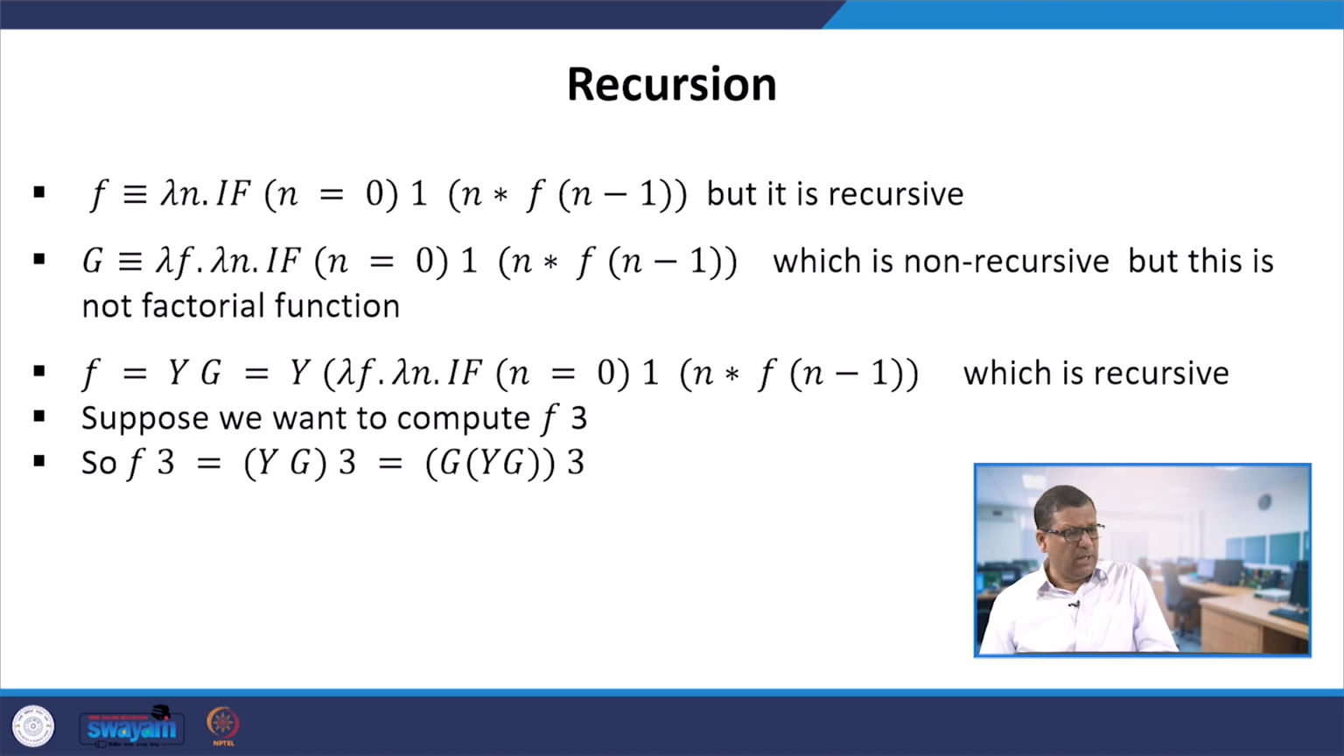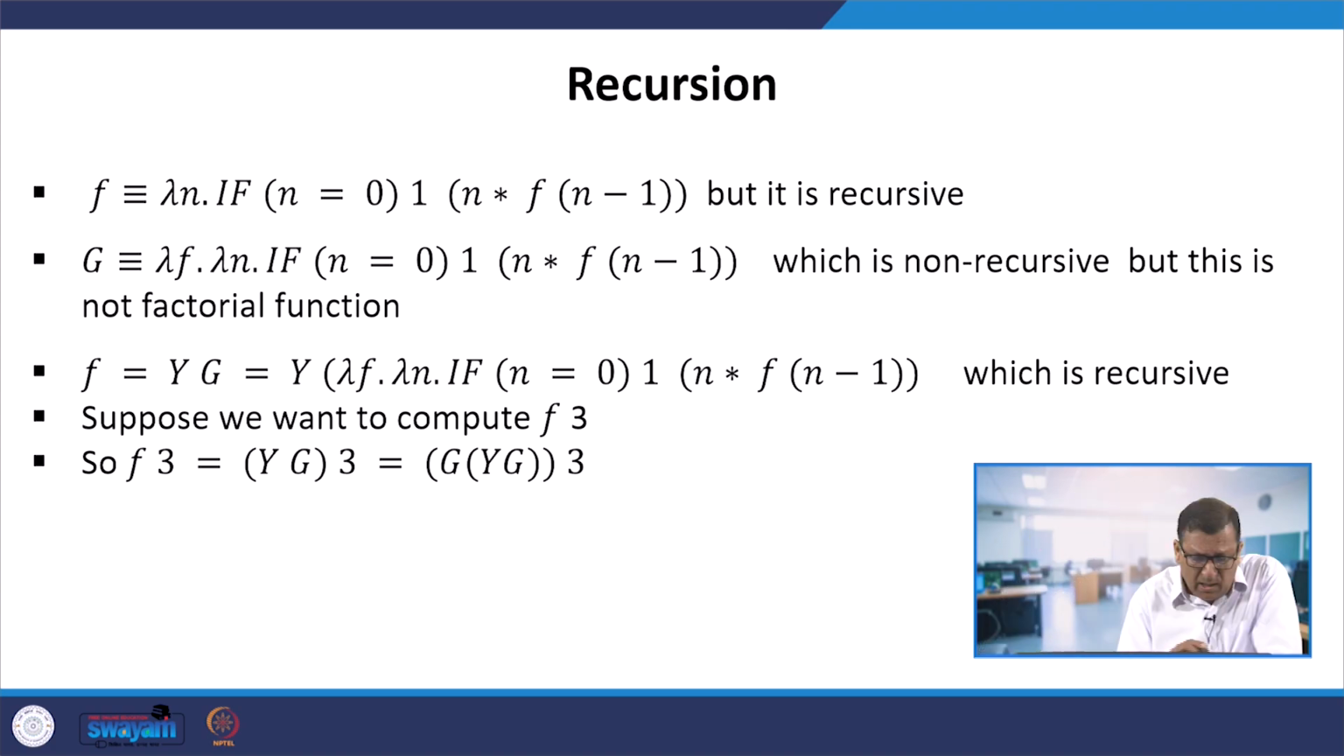So our third step will be the factorial function. f is recursive; g is not recursive, but it is not factorial. Now our factorial is f = Yg. We claim f is equal to Yg. That is f like this, which is recursive, because if you expand, f is there in the left hand side and the right hand side.